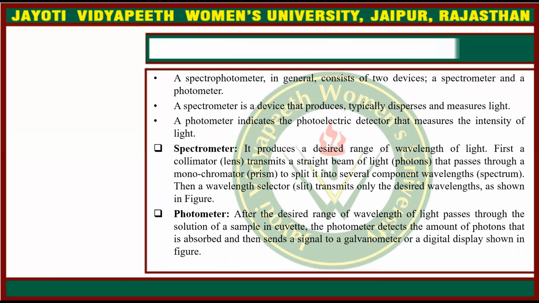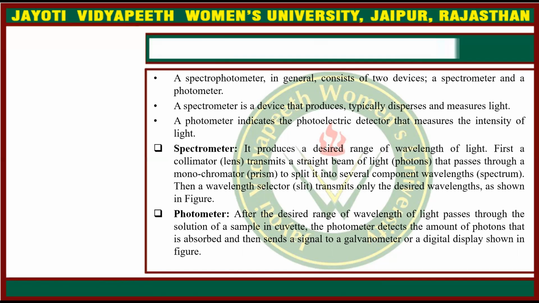First, a collimator. A collimator is basically a lens which transmits a straight beam of light, photons, that passes through a monochromator. A monochromator is basically a prism to split it into several components, wavelengths or a spectrum. Then a wavelength selector transmits only the desired wavelength, as shown in the figure.